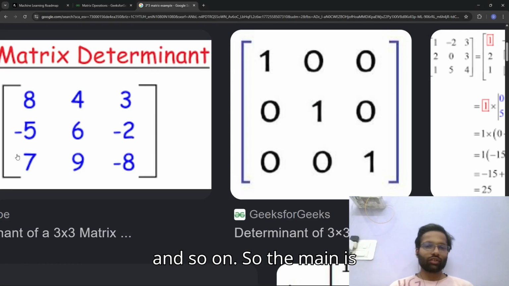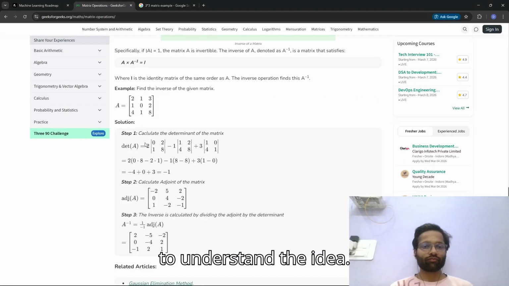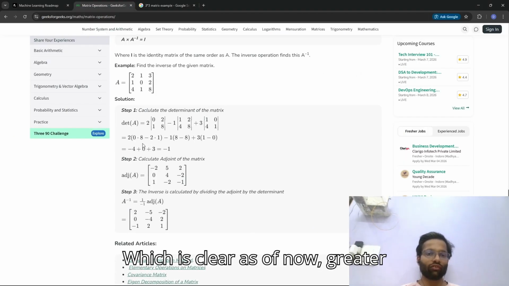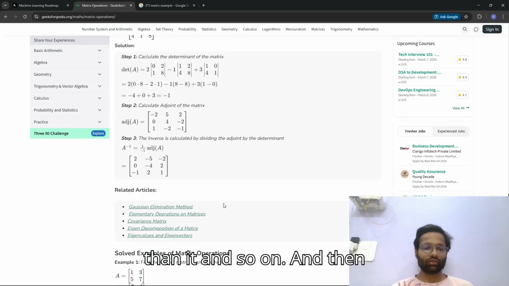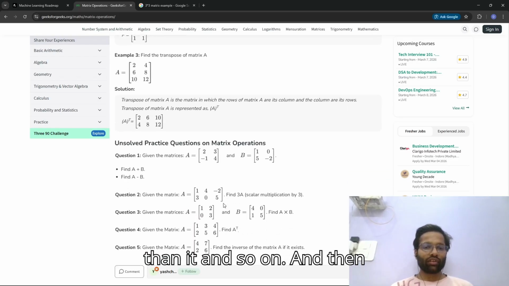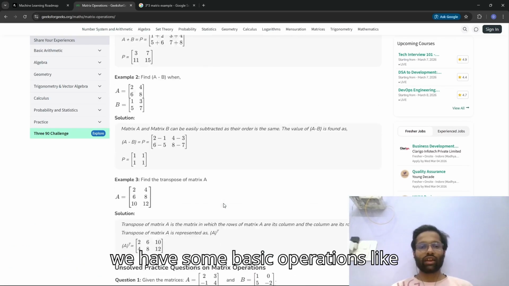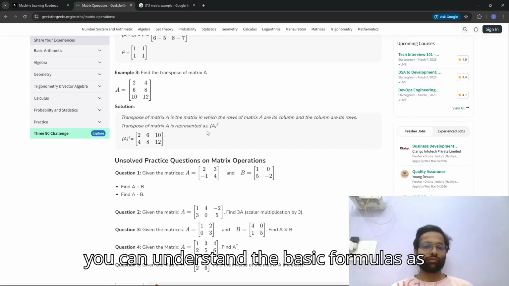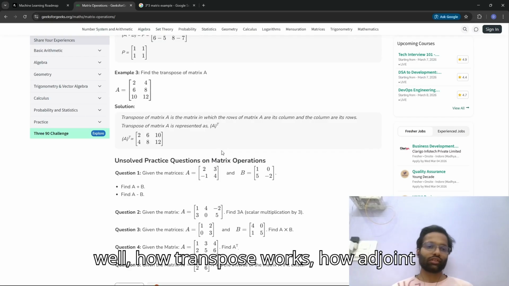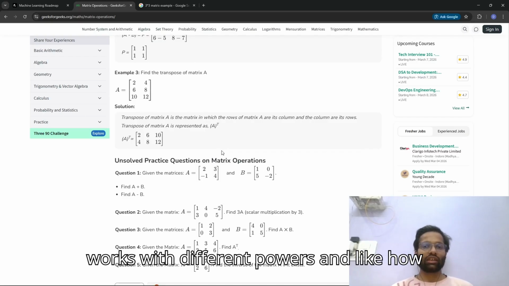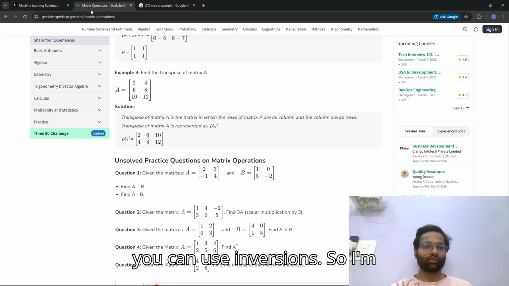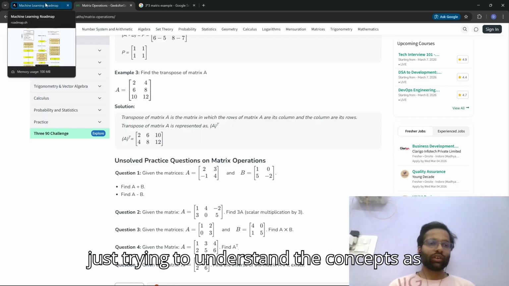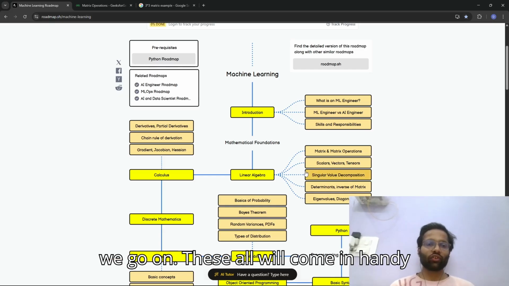So the main thing is to understand the idea, which is clear as of now, determinant and so on. And then you have some basic operations like inverse and all, and then you can understand the basic formulas as well: how transpose works, how adjoint works with different powers, and how you can use inverse and so on. So just try to understand the concepts as we go on. These all will come in handy as we go ahead.